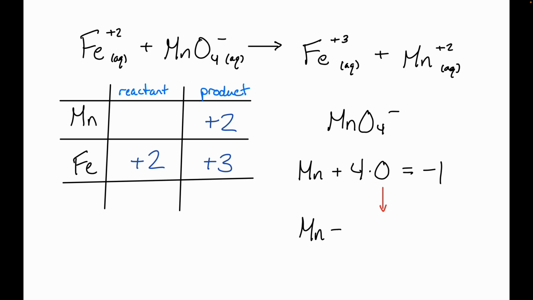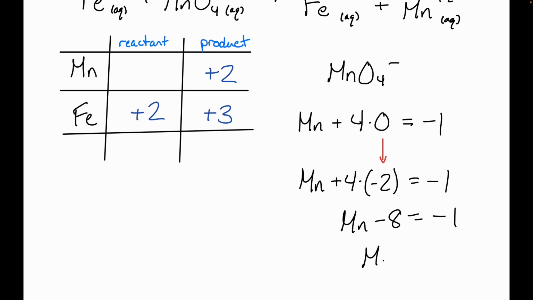So now we have Mn plus 4 times that -2 gives me -1. So manganese -8 equals -1. Manganese has to be +7.